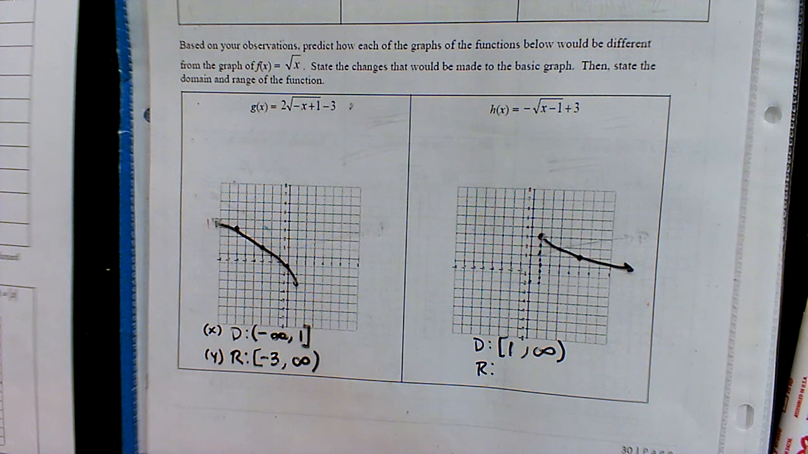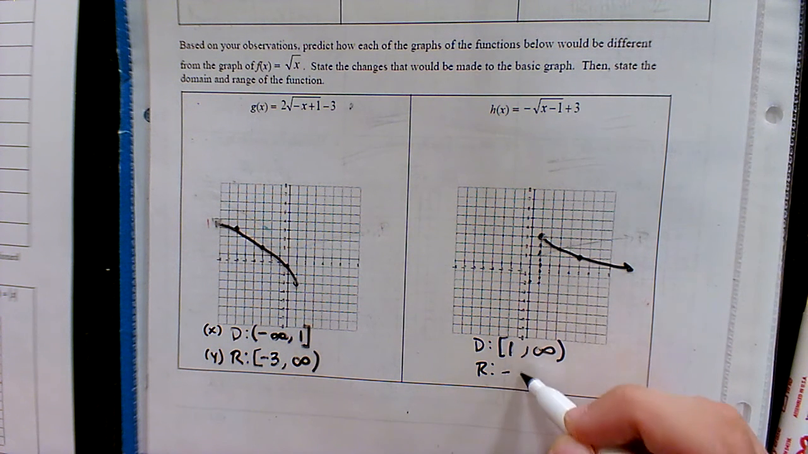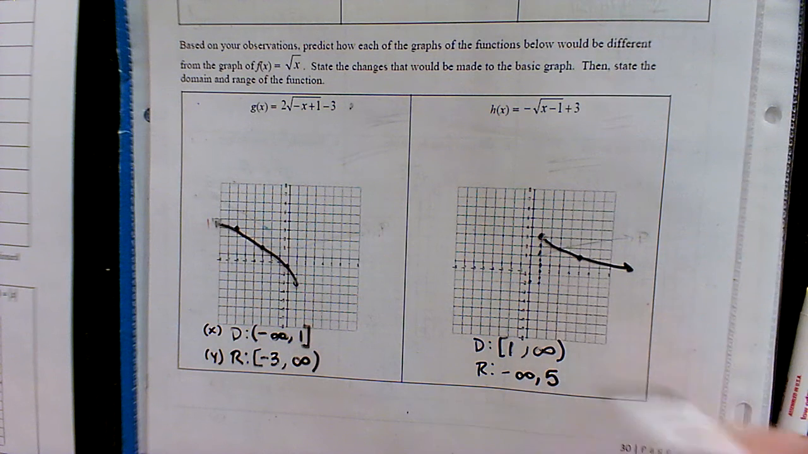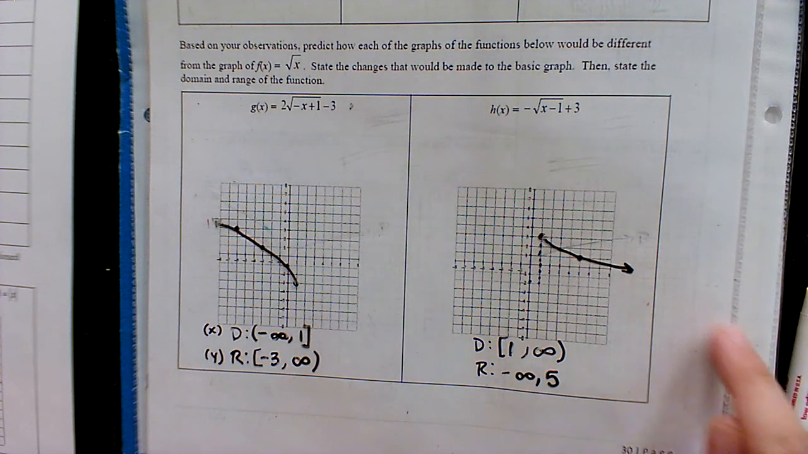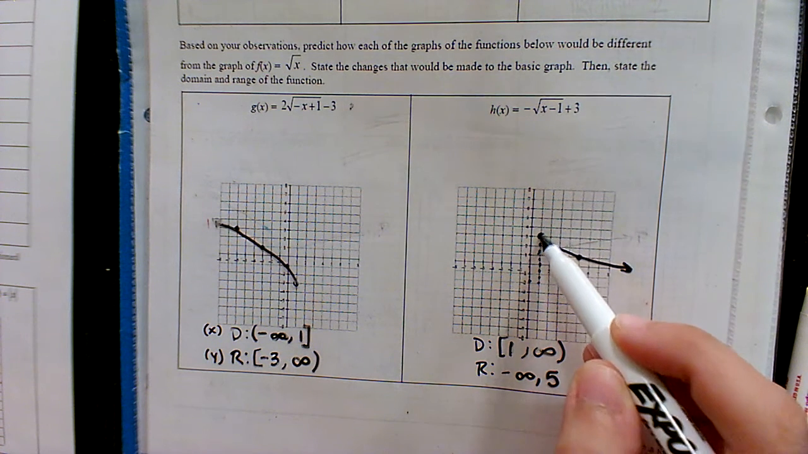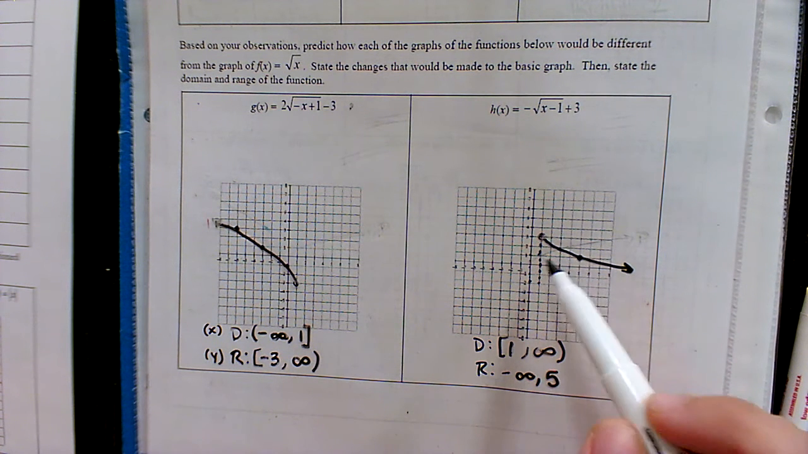What about the range? Lowest y value to highest y value? Go, Tori. -infinity to 5. I like it. This arrow, if you were to trace the graph, would continue down, right, forever. So that would be a -infinity. The highest it goes is, oh wait, did you say 5?